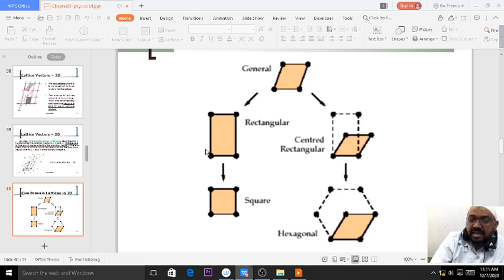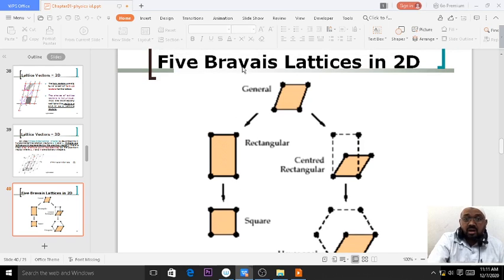So we can arrange the lattice points in these 5 particular orientations such that the environment with respect to the neighboring atom, taking this as a reference point, will be identical for each point in these 5 different patterns that you are seeing. So now this is called 2-dimensional Bravais lattices.